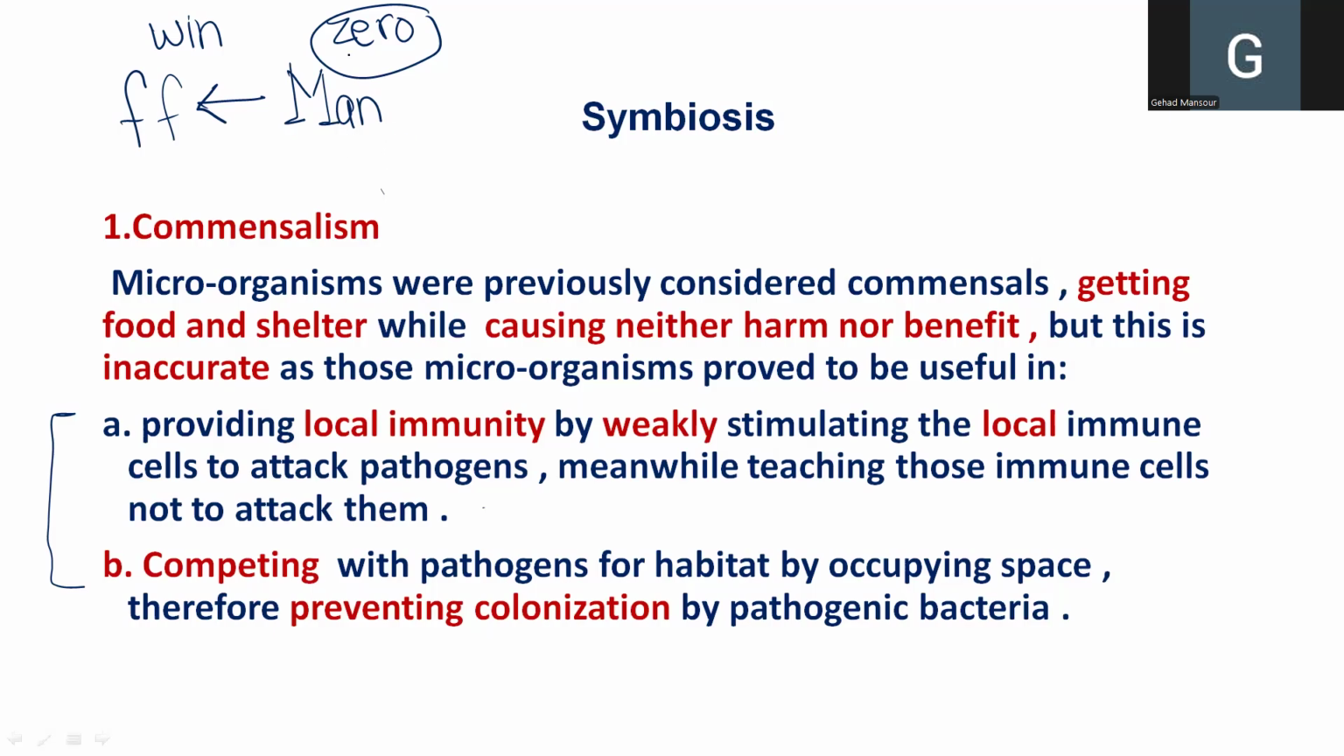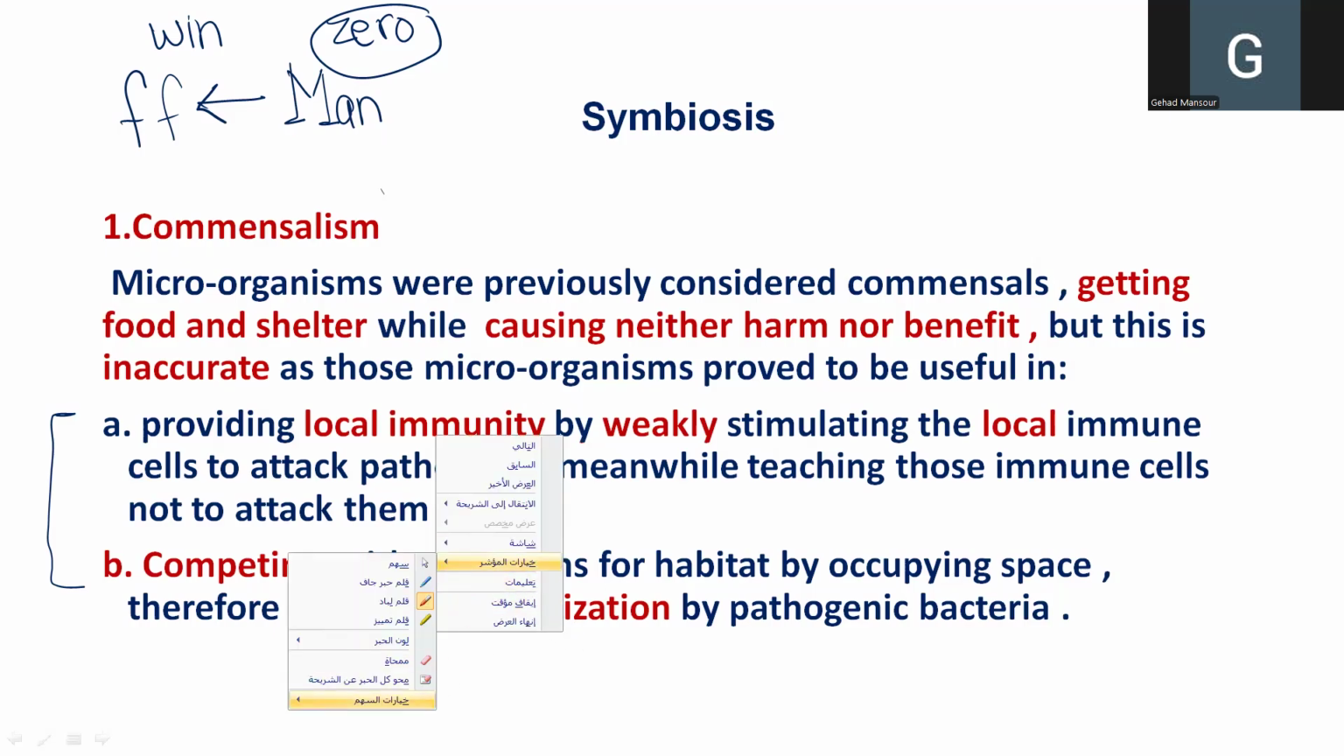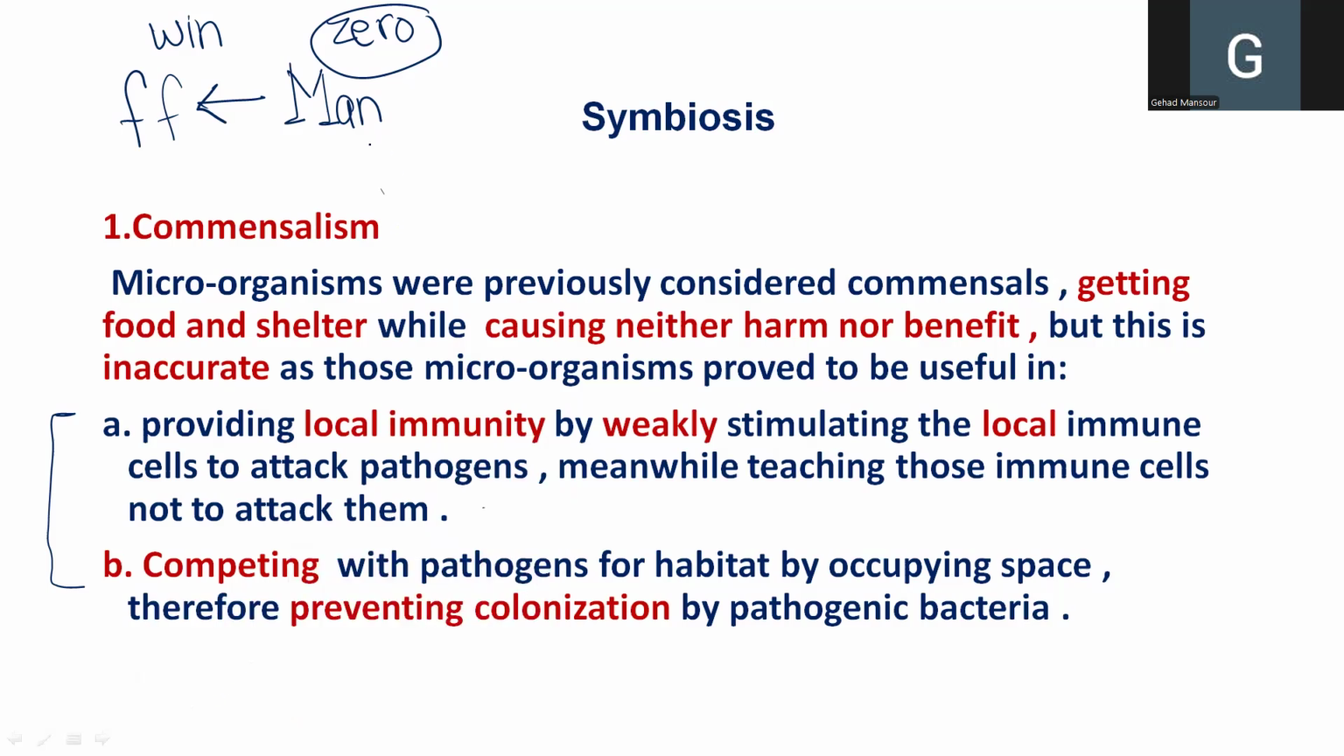So, as I said before, it was supposed to be commensalism because they thought that man gains no benefits and is not harmed. But nowadays, it's being thought that commensalism is not the correct description, but it is mutualism, because there is exchange of benefits between the two partners. We know the benefit that is taken from man, which is food and shelter, and the benefit that is taken from the friendly flora is, I'll start with B because it's the easier one, it's occupying space.